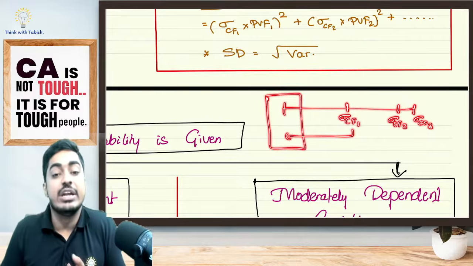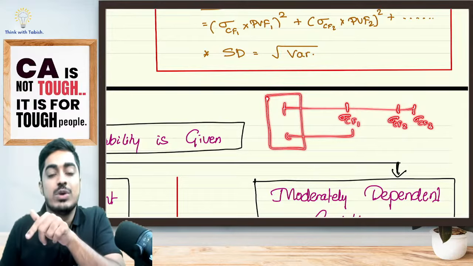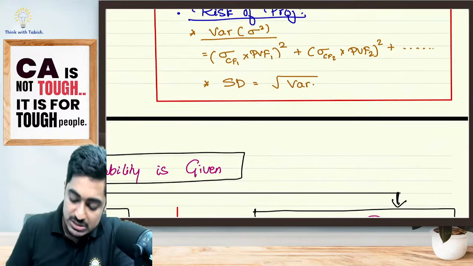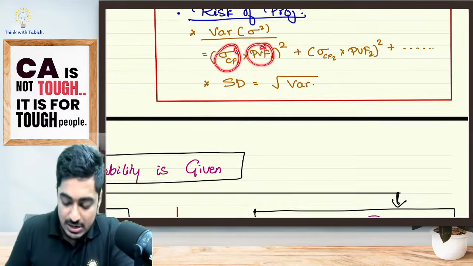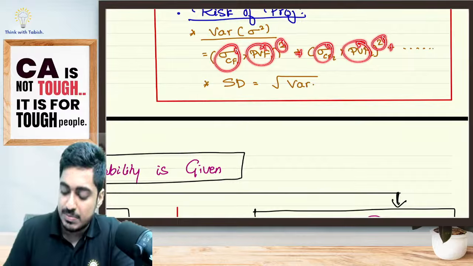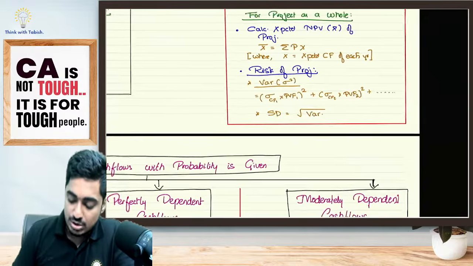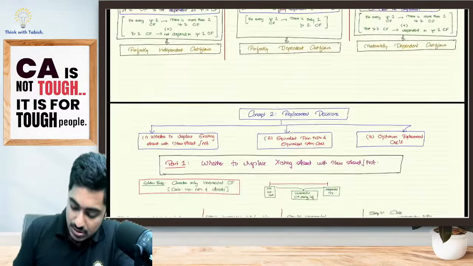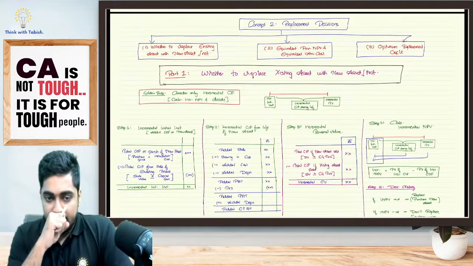Multiply by the present value factor, and I will always first calculate variance, which is in square terms, so into whole square. So first year cash flow sigma into first year PV factor whole square, plus second year cash flow sigma into second year PV factor whole square, plus so on and so forth. This is going to be the variance. Is this clear, everyone? Yes or no? Perfect.